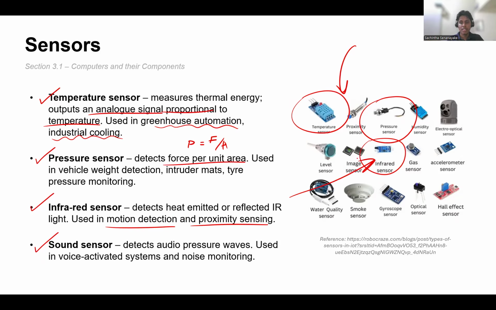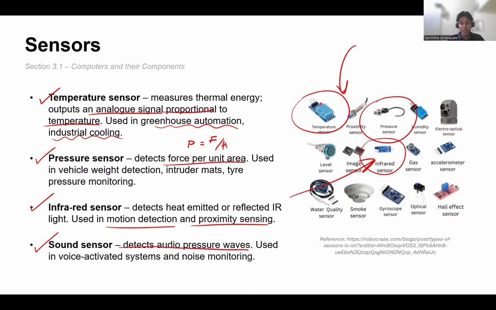Then moving on to sound sensors. Sound sensors detect audio pressure waves. So these are very similar to microphones, if not the same as microphones in most situations. There's no image on the right-hand side for a sound sensor, but it's essentially a sensor that's used to detect sound. This is more or less a microphone, but it could be dedicated sound devices, sound input devices as well.